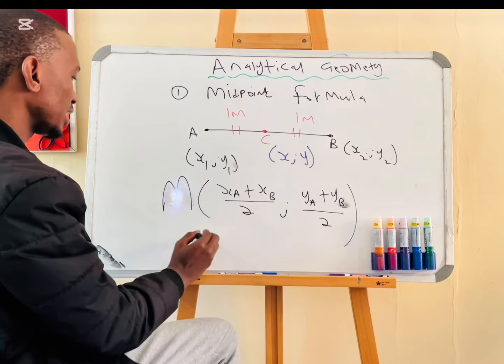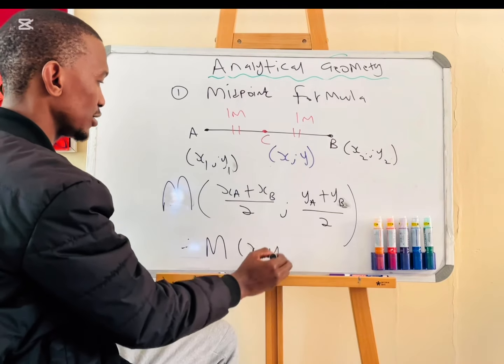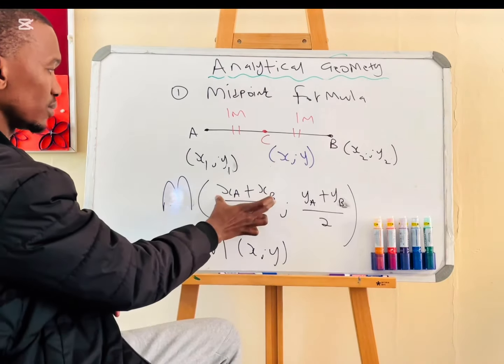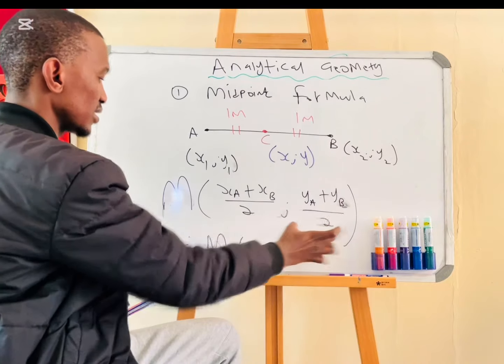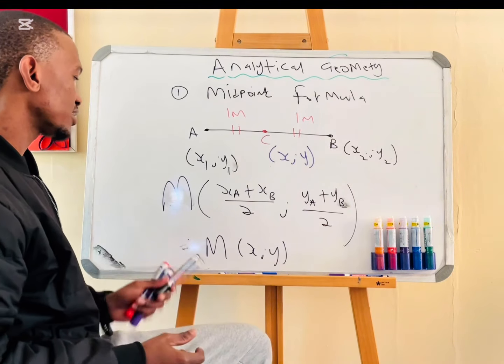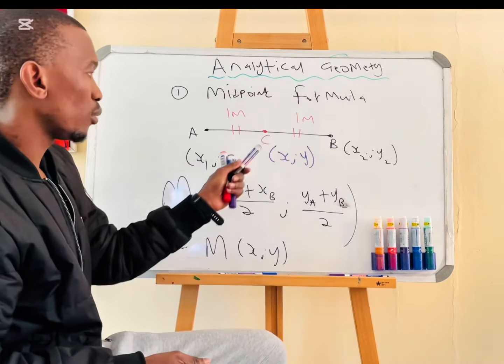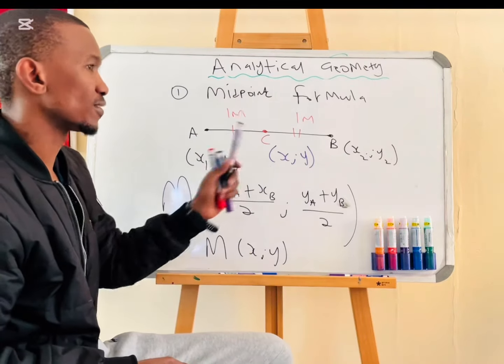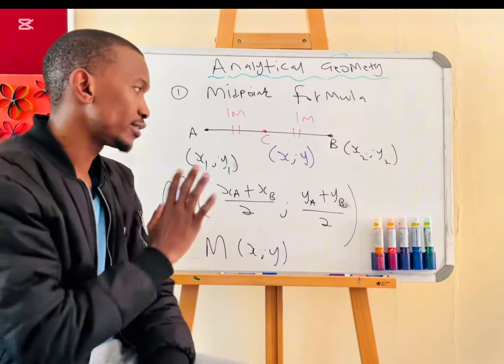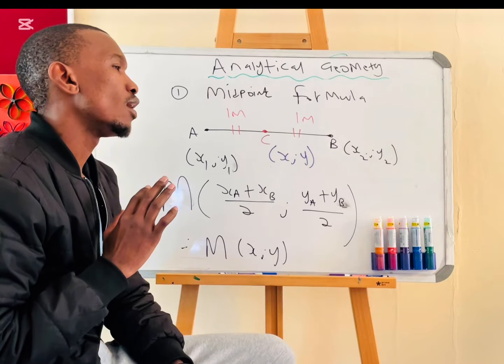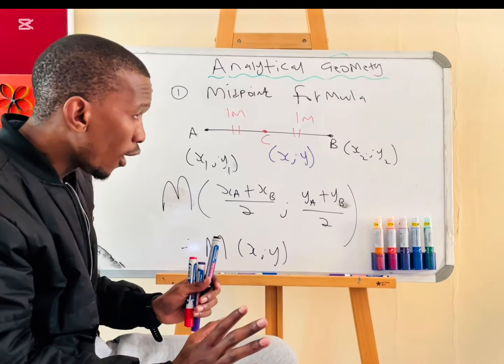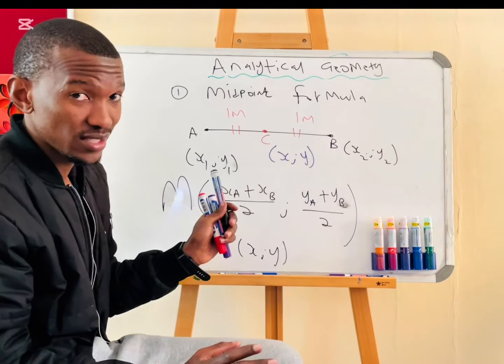So therefore the final answer will be your x and y. This x comes from this guy, this y comes from this guy. That is going to be the midpoint of line AB, which is the point C, or the coordinate of C. Okay, that is the formula, guys. This is the formula of finding the midpoint of AB.